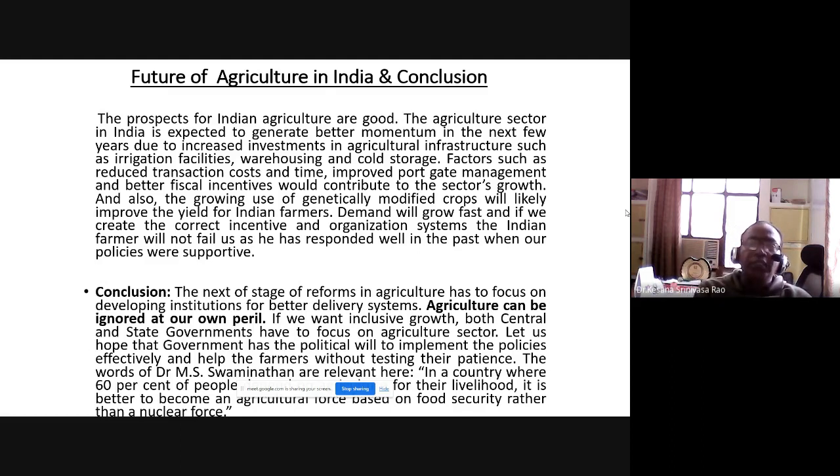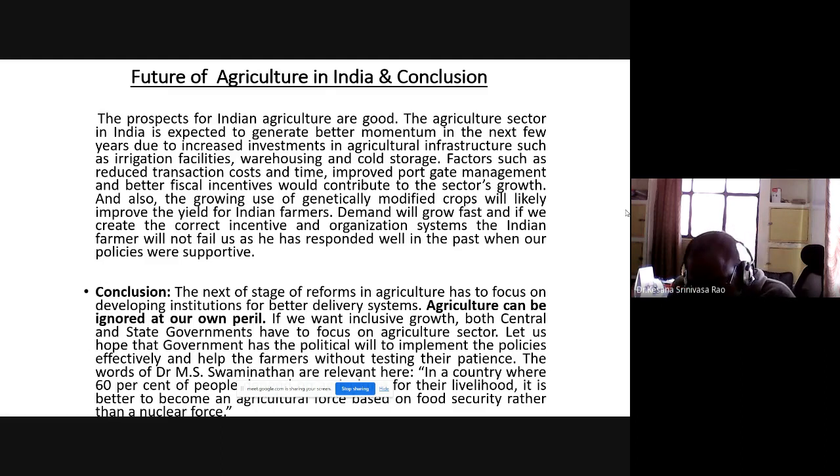Demand will grow fast, and we must create the correct incentive and organization systems. Finally, we can say that agriculture cannot be ignored at our own peril. If we want inclusive growth, both central and state governments have to focus on the agriculture sector. Let us hope the government has the political will to implement the policies effectively and help the farmers without testing their patience. Because, as you all know, Dr.